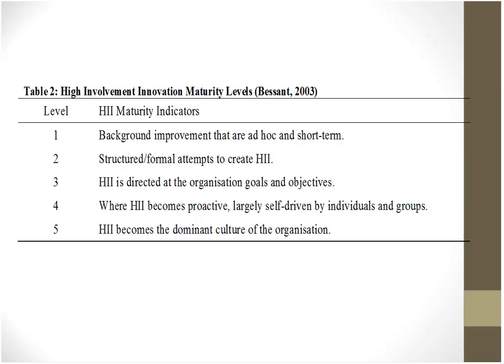The high involvement innovation maturity levels are: one, background improvement that is ad hoc and short term. Second, structured, formal attempts to create high involvement innovation. Three, high involvement innovation is directed at the organization's goals and objectives. Four, high involvement innovation becomes proactive, largely self-driven by individuals and groups. Five, high involvement innovation becomes the dominant culture of the organization. These five stages are steps, one by one, that organizations and companies go through while they settle into high involvement innovation.